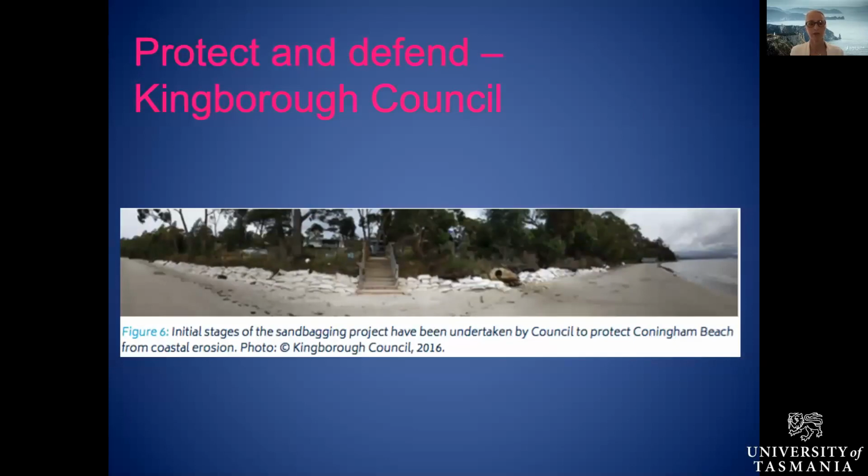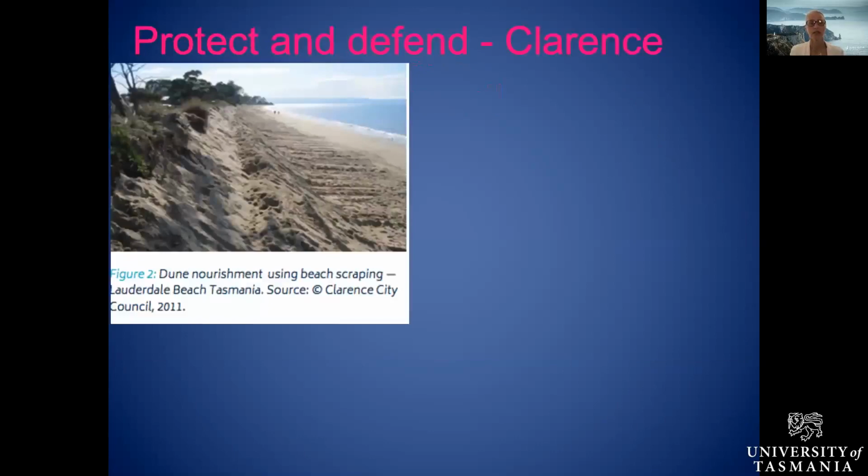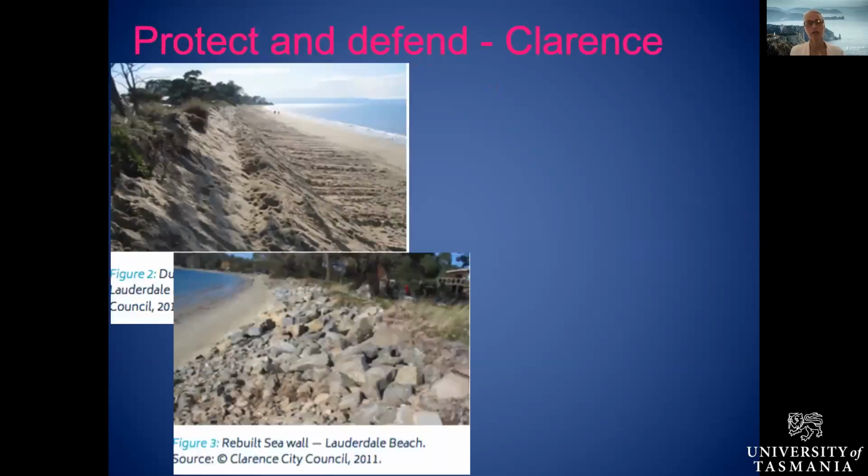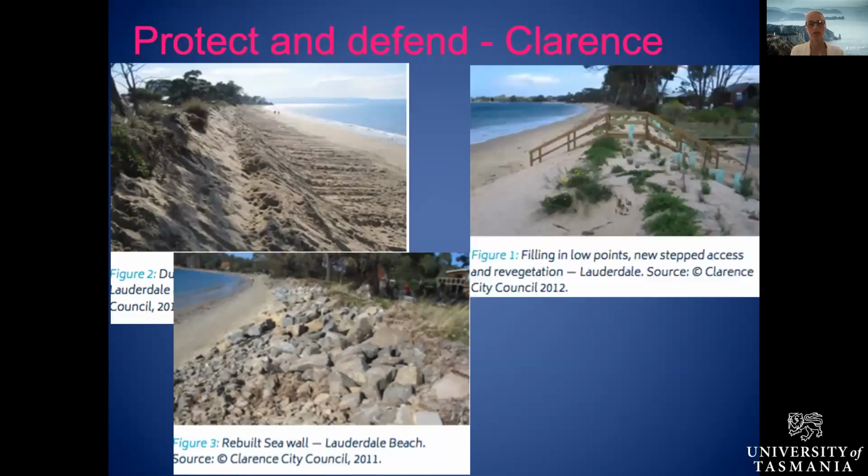Kingborough Council is protecting certain parts of its coastline. This is Conyngham Beach, and there are real challenges along that coastline. Clarence Council is also trying to work out what it's going to do along Roaches Beach and Lauderdale Beach, because there's been significant problems with erosion over many years. And you can see a range of different options here. There's sand replenishment, revegetation of the coastal foredune, and there's also some rebuilt seawalls as well. So a mixture of different approaches. So Tasmania is already grappling with a lot of these coastal hazards and trying to work out what's going to endure over the longer term.